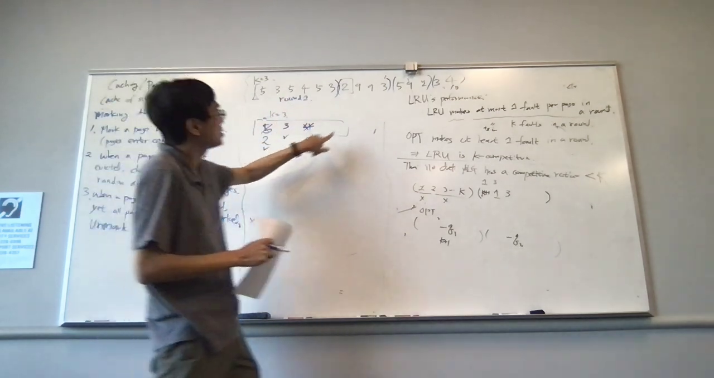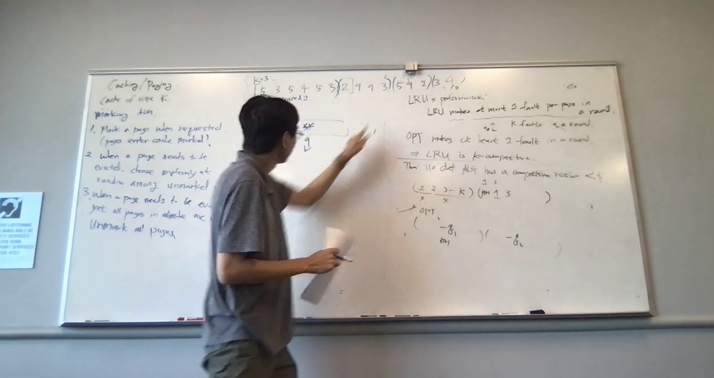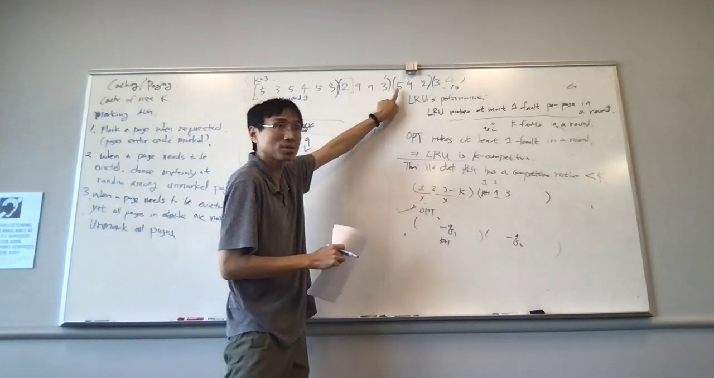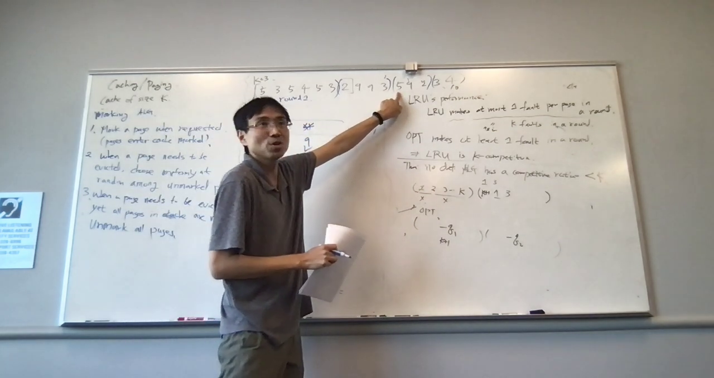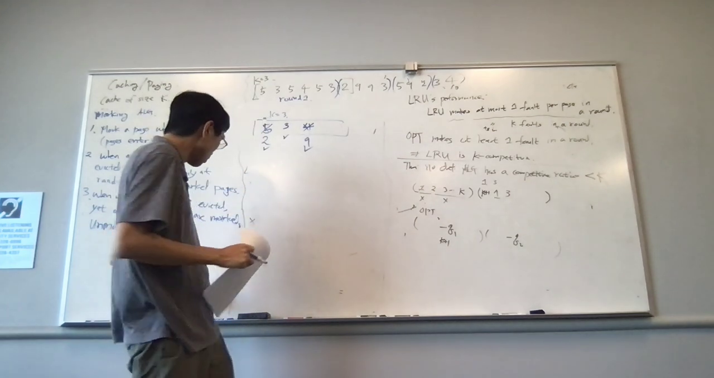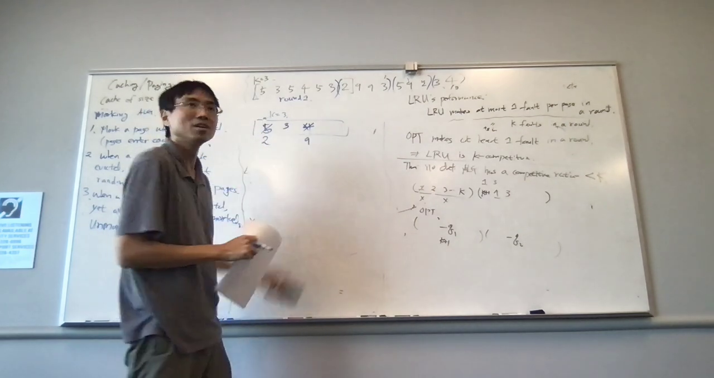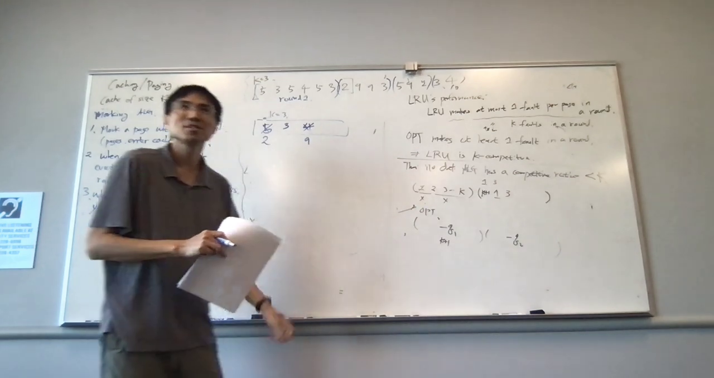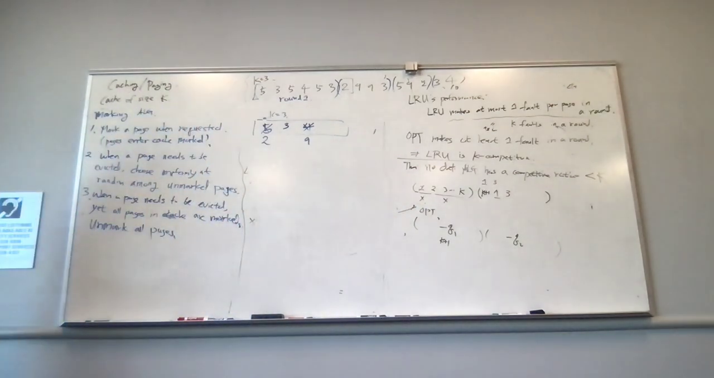Now it's the end of round 2, and round 3 starts. For 5, we have a page fault, but everything is marked, so we unmark everything and the new round starts. Is that clear? This is the algorithm.